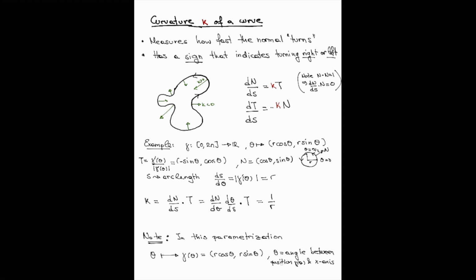Now note that this parameterization has something really special. If you look at theta goes to gamma theta, this is R cosine theta, R sine theta, but theta is something special for this vector. It is actually the angle between the position and the x-axis. And you'll see why, in the next slide, this is a nice parameterization.